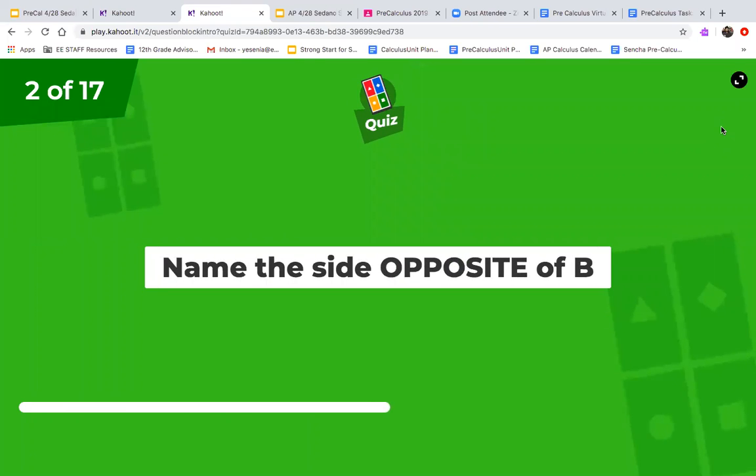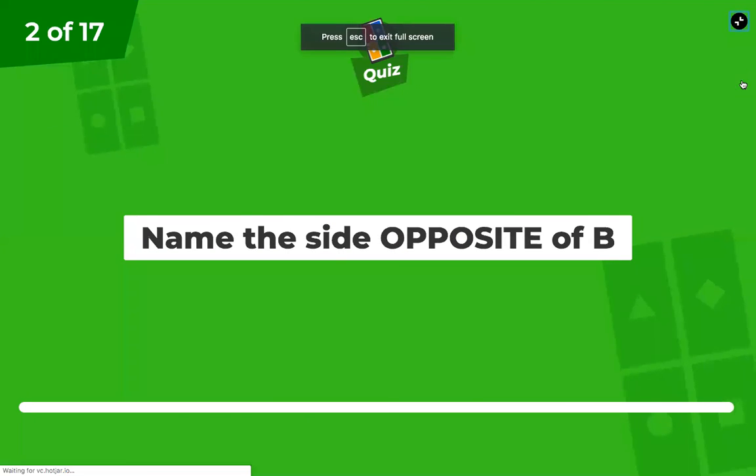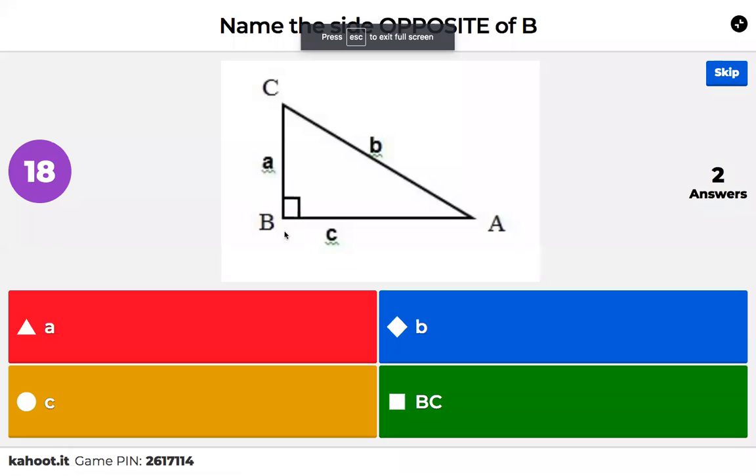Okay, name the side opposite of angle B in the triangle. What's the side opposite of this angle?